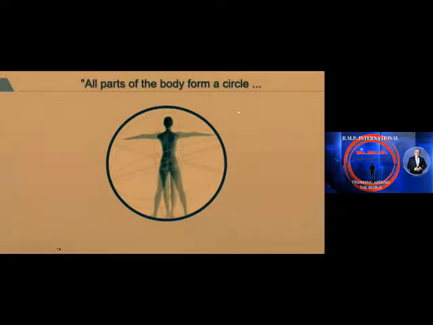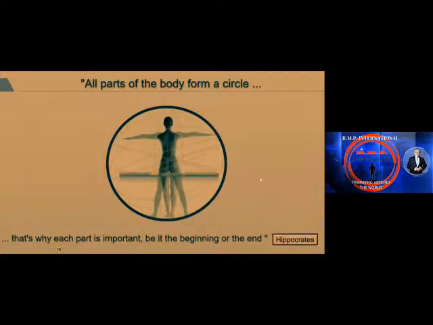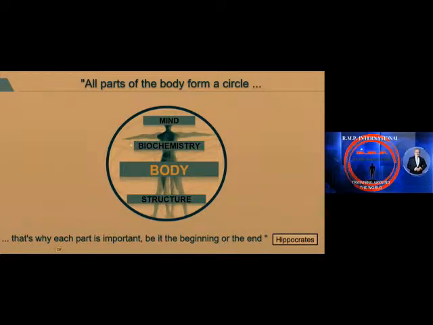All parts of the body form a circle. That's why each part is important. Let the beginning be at the end. Hippocrates. We can have problems along these systems: mind, biochemistry, body structure, etc. Every part is important, and with the posturometer you can measure that.